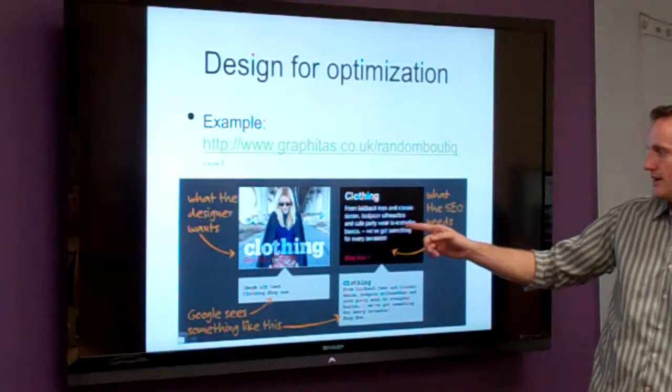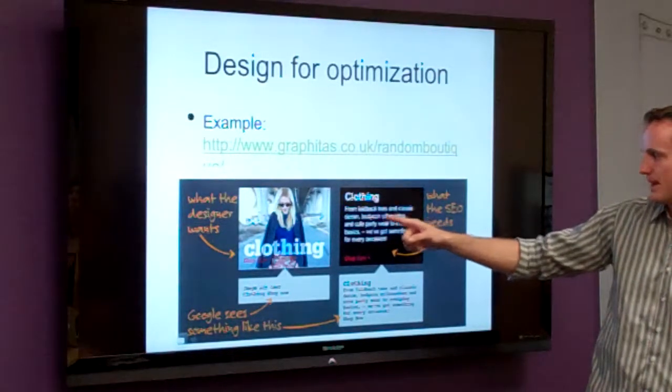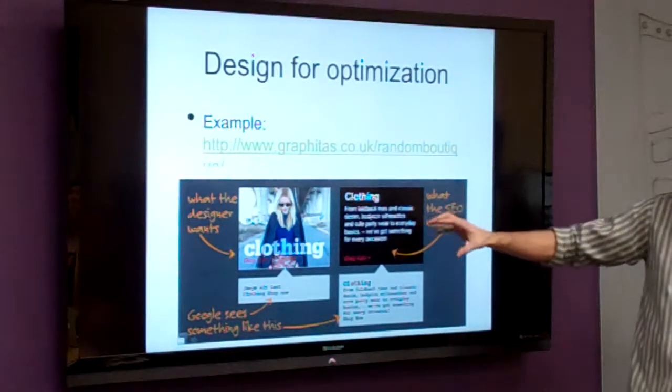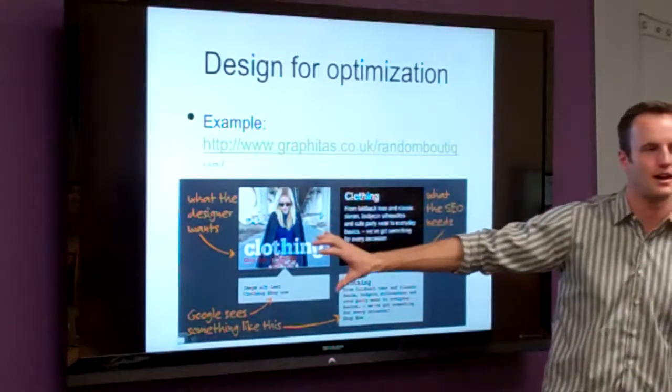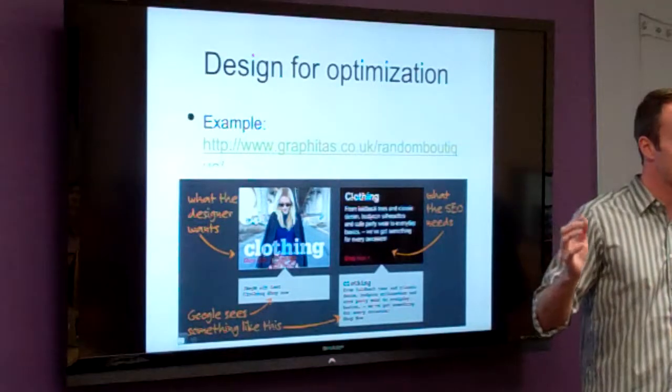silhouettes and cute party wear to everyday basics. So the keywords there would be laid back tees, denim, bodycon silhouettes. Those are very big keywords, but it doesn't look good to put that on the image or anywhere near the image because it makes it busy, and that's the whole problem.